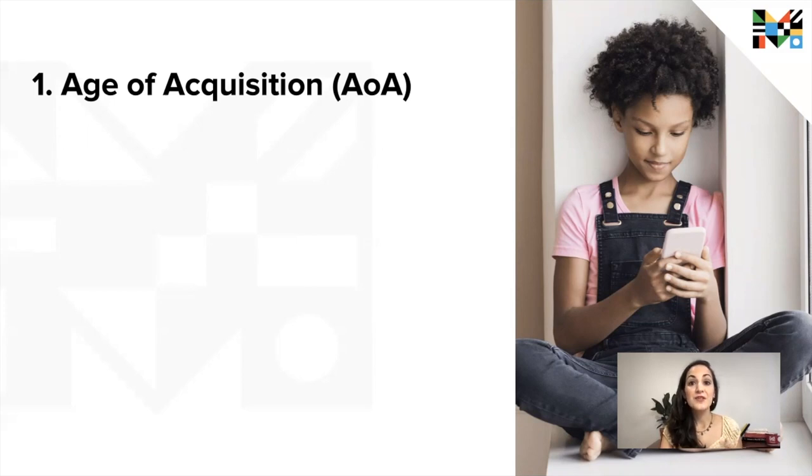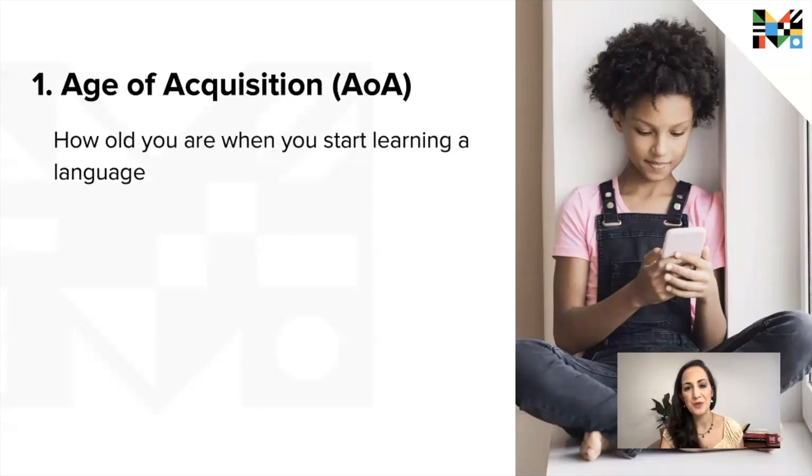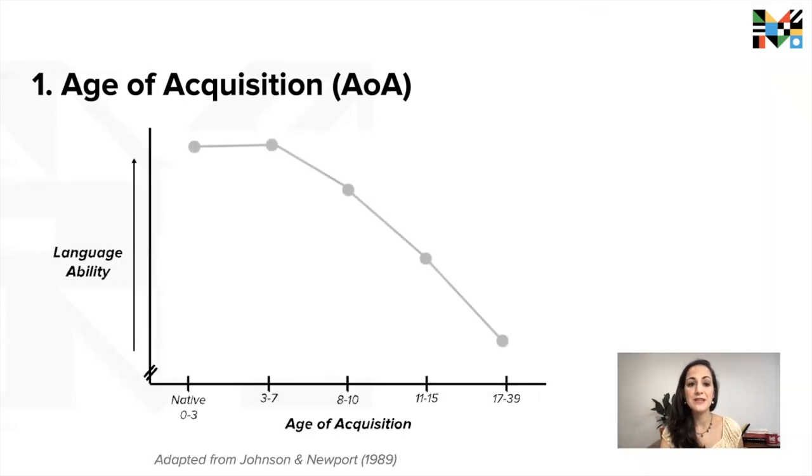By definition, the first key difference between L1 and L2 learning is what SLA researchers refer to as age of acquisition, or AOA. This is simply how old you are when you start learning a language. Age of acquisition has been shown to have a clear and significant impact on language learning outcomes. Specifically, the older you are when you start learning a language, the less proficient you're likely to become in that language. Now, there's a lot of debate and some conflicting evidence about specific age ranges and cutoffs when it comes to these so-called age effects in language learning. But we'll have an entire video dedicated to that topic.